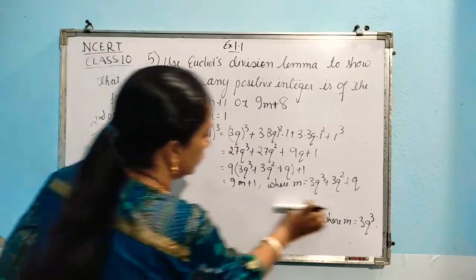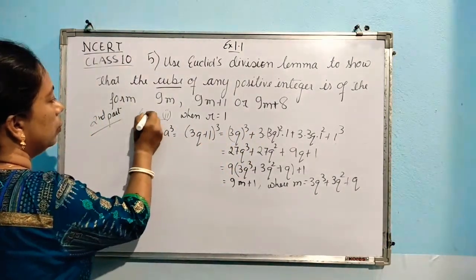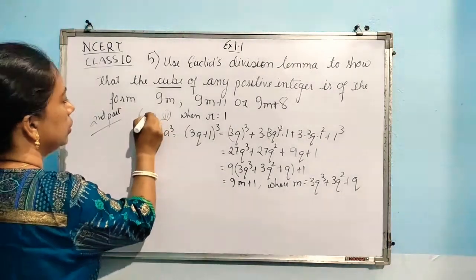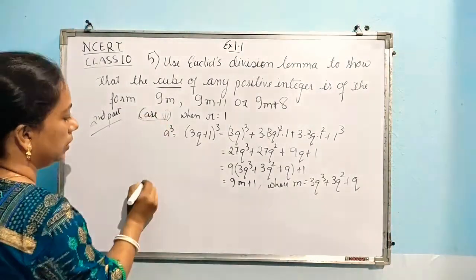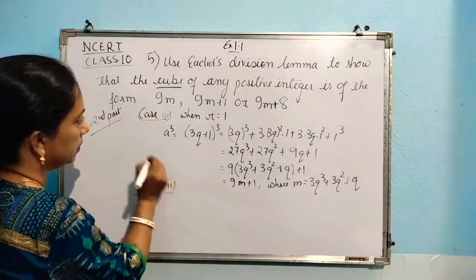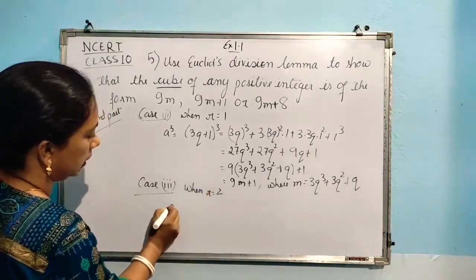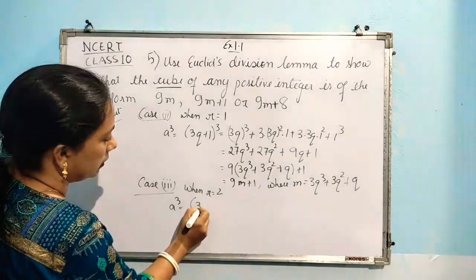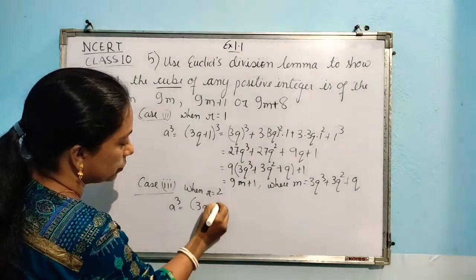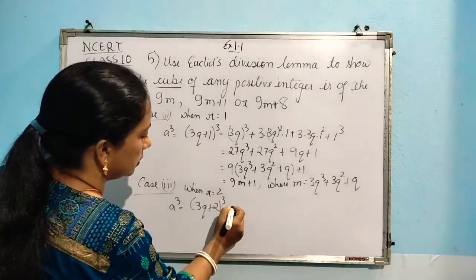Now we have to deal with the third case. Here also you have to go for this formula only, (a plus b) whole cube. This one is case 2. Now case 3, simple. When r is equal to 2, a cube will be (3q plus r) was there, r is taken to be 2, so (3q plus 2) cube. Again same (a plus b) whole cube formula. Shall I go for direct?